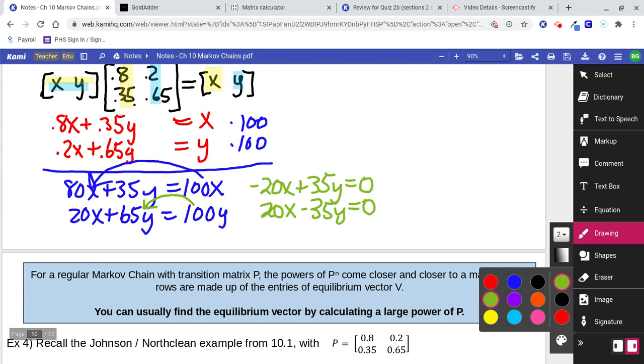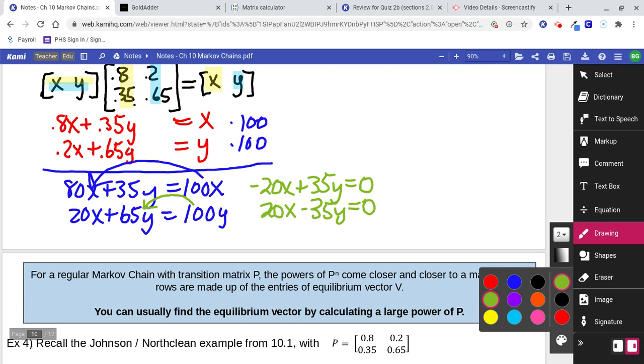When I subtract 100x on the top, I'm definitely going to get negative 20x plus 35y. When I subtract 100y from both sides of the bottom equation, I'm definitely going to get 65 minus 100, which is negative 35. But what you're noticing is weird is the two equations are actually the same equation. That's actually only one equation. Think about it. Multiply one of them by negative 1 now. You're going to get the exact same thing as the other.